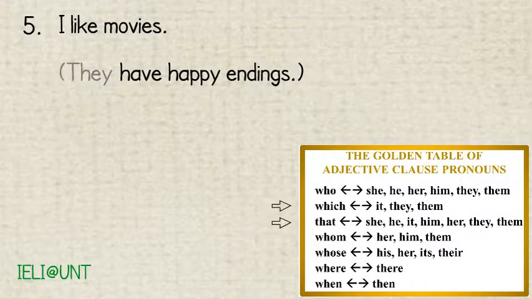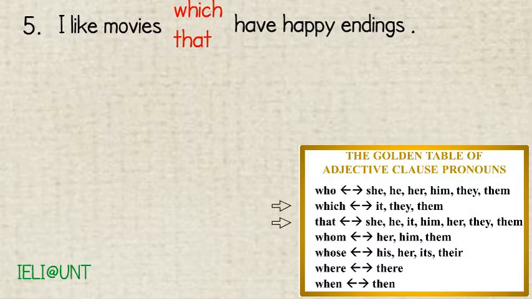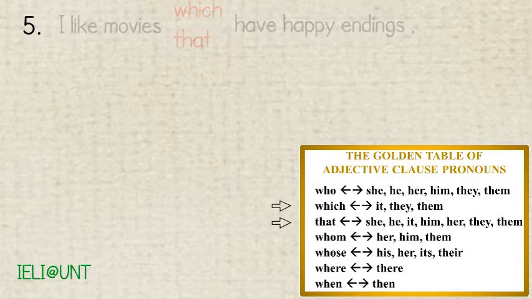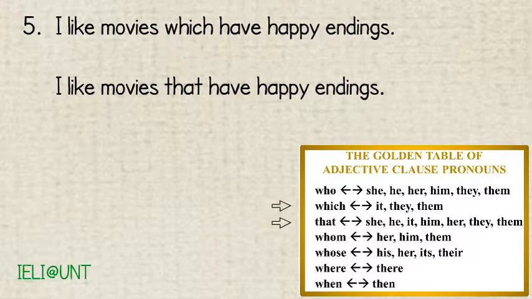First, change the pronoun. Then move the pronoun to the beginning. It is already at the beginning, so it doesn't seem to move. Finally, put the adjective clause after the antecedent. The antecedent is movies. The 2 correct answers are: I like movies which have happy endings, and I like movies that have happy endings. If you got a correct answer, nice job!